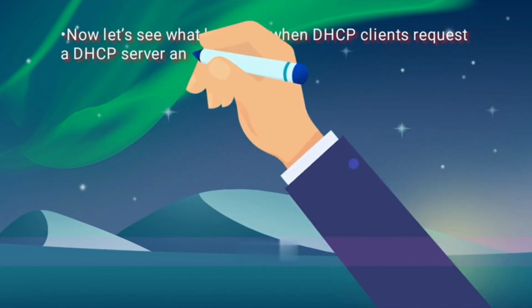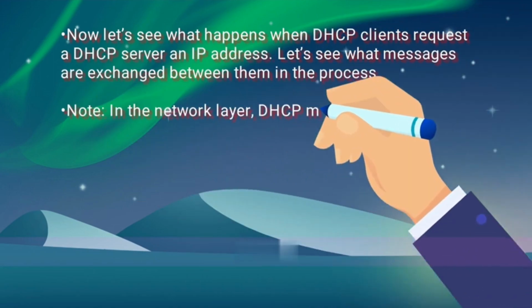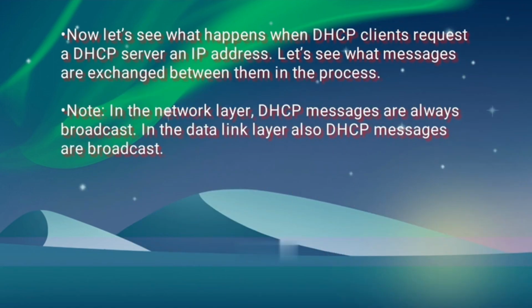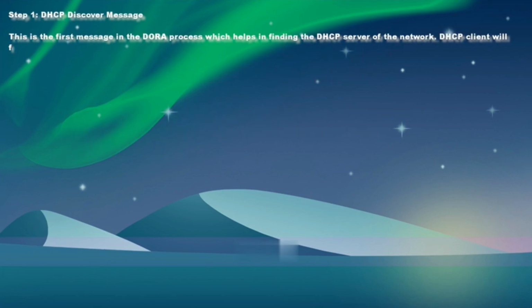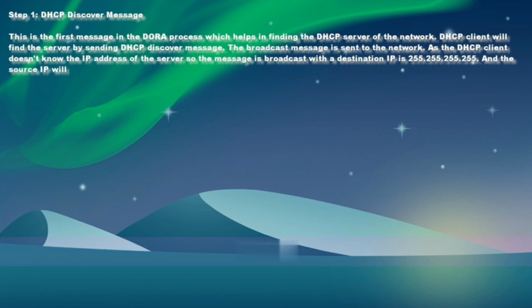Now let's see what happens when DHCP clients request an IP address from a DHCP server. Let's see what messages are exchanged between them in the process. Note, DHCP messages are always broadcast in the data link layer. Also, DHCP messages are broadcast.